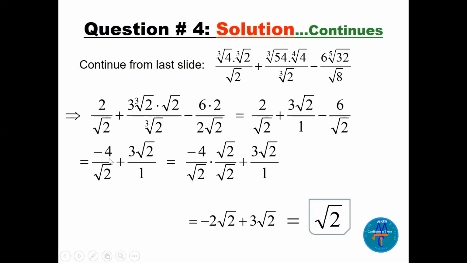Let me rationalize the first one. You know this word rationalize? You can check the algebra course lectures on radicals. We multiply up and down by square root of 2. So minus 4 square root of 2 divided by 2. So that will be minus 2 square root of 2 plus 3 square root of 2. So when you add, you get only square root of 2. Believe it or not, this is the final answer.